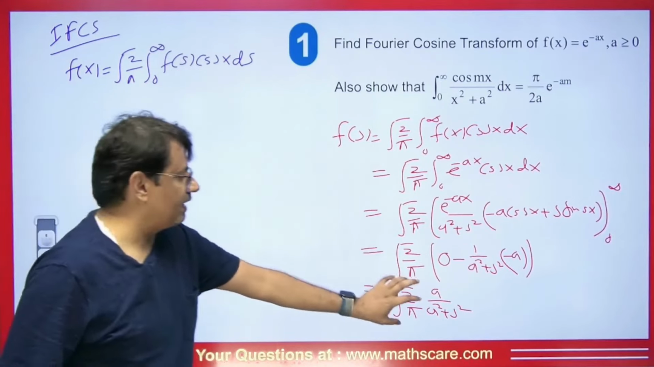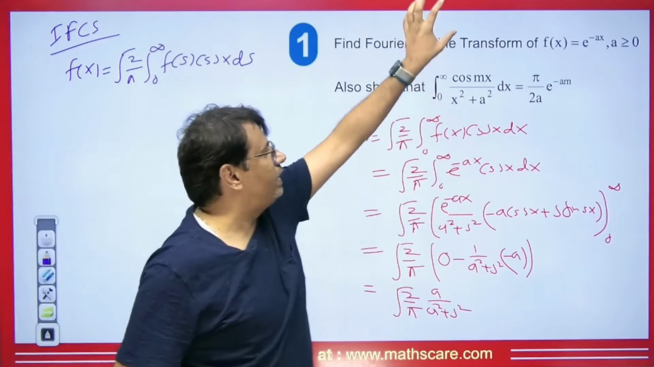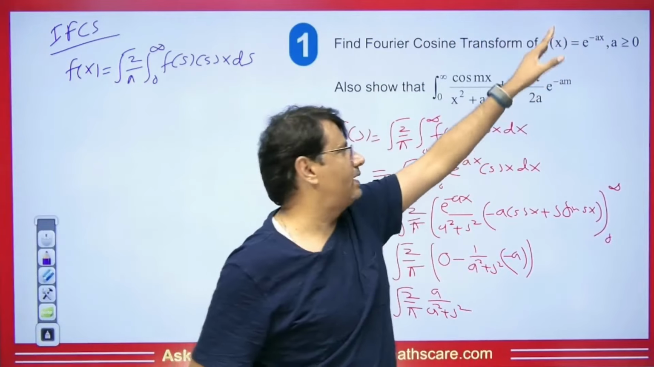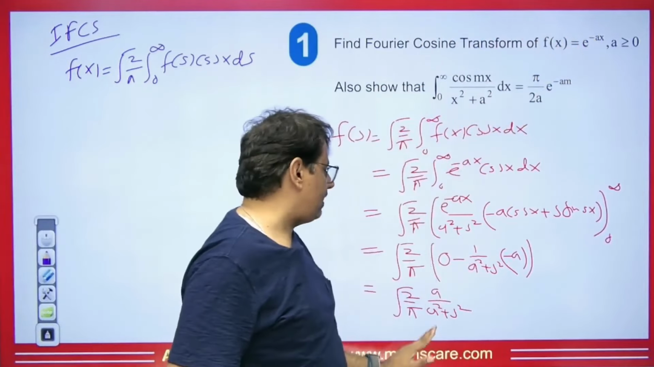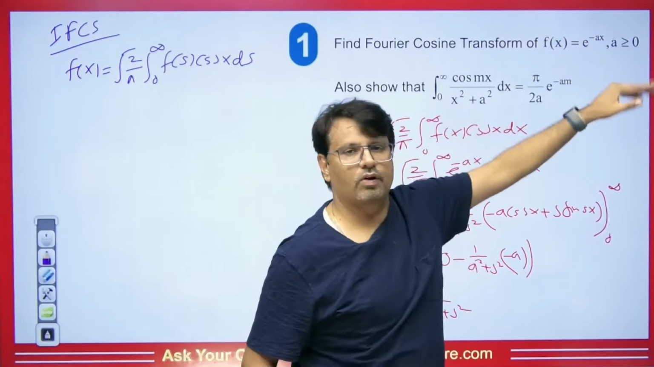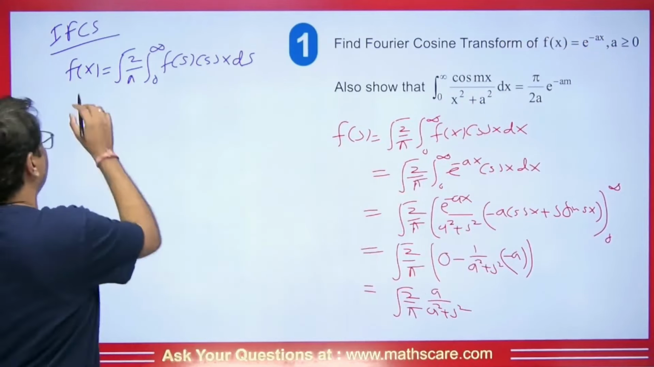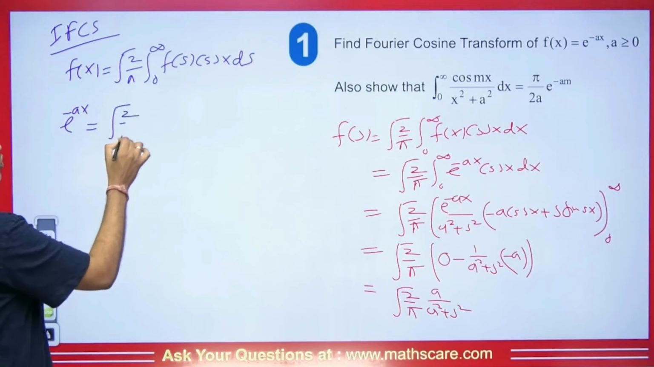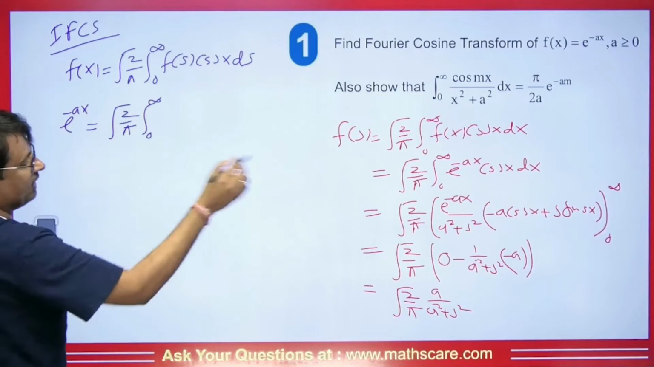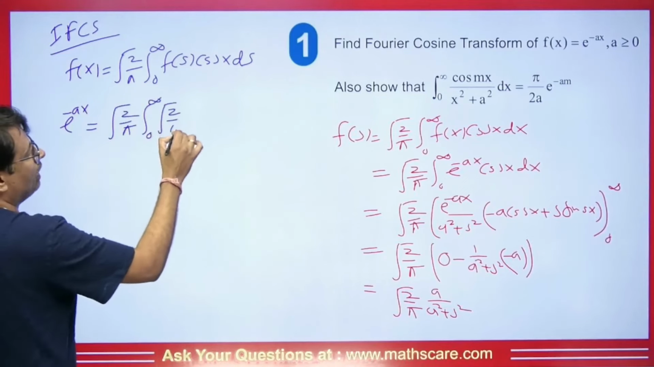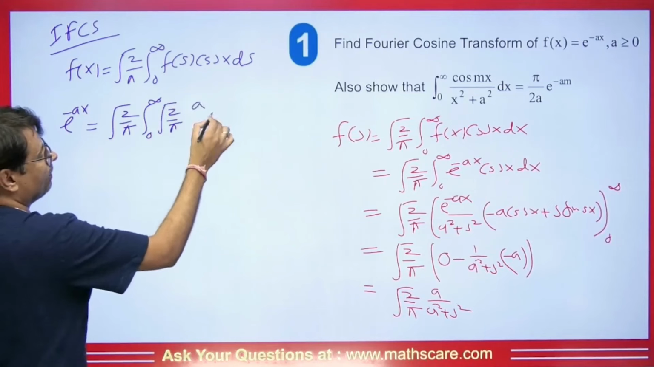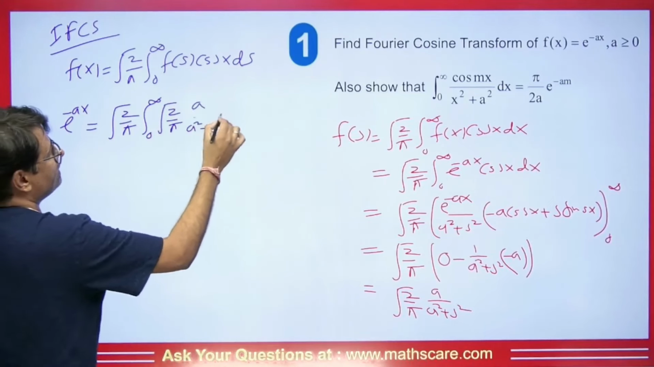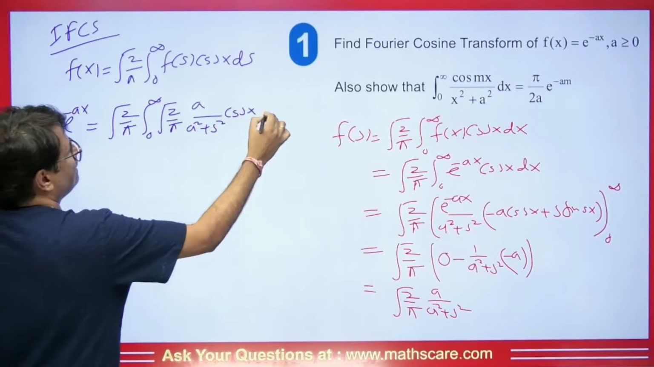Now the F(s) we calculated, if I take its inverse, its value should be e raised to the power minus ax. If you get e to the power of minus ax, then its inverse will be e to the power of minus ax. Keep this in mind. So replace this f(x) with e to the power minus ax, and this will be 2 upon pi from 0 to infinity. Here the value we are getting is 2 divided by pi and a upon a square plus s square, and this will be cos sx and dx.